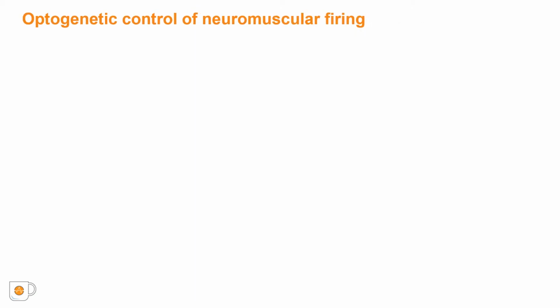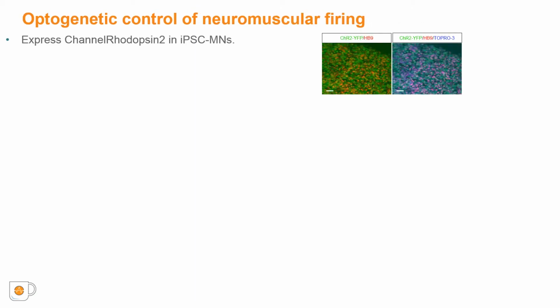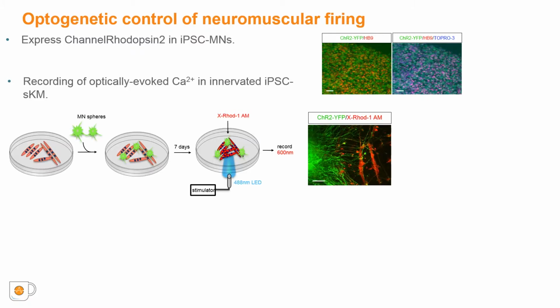In order to gain experimental control over our system, we express channel rhodopsin under control of a motor neuron-specific promoter to enable optogenetic control of iPSC-derived motor neurons. To test this system, we recorded optically evoked calcium transients using the redshifted calcium sensor XRhod-1 AM in innervated skeletal myotubes, as shown in this diagram.